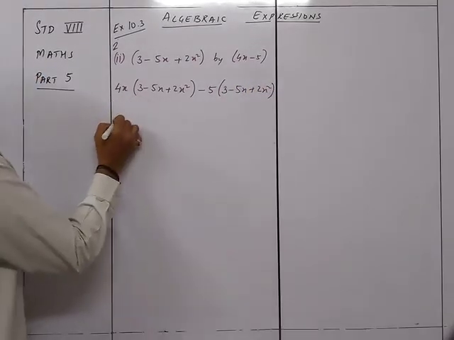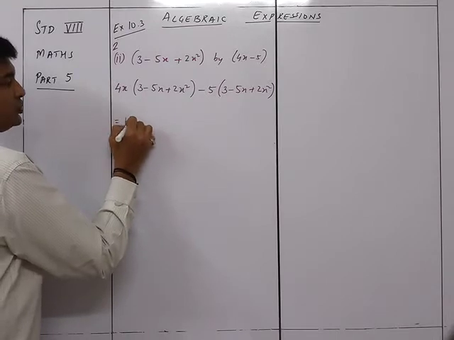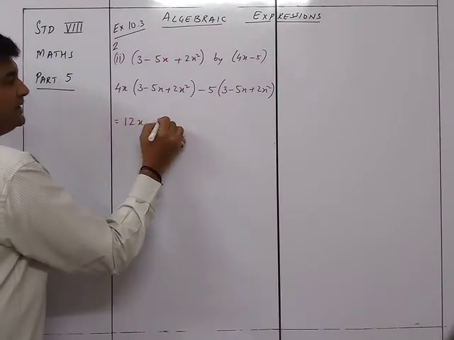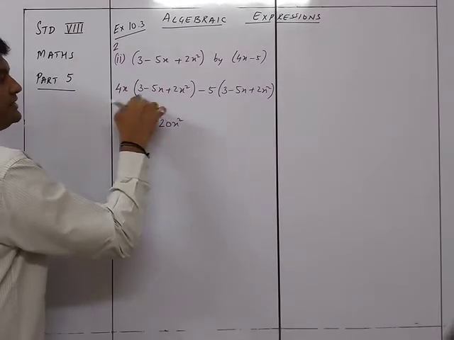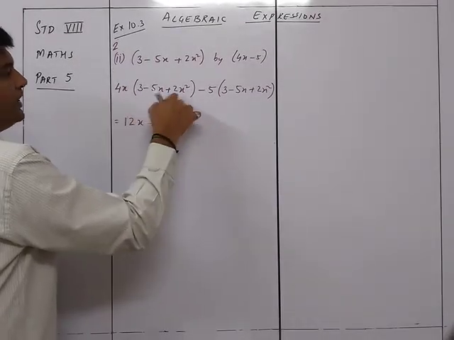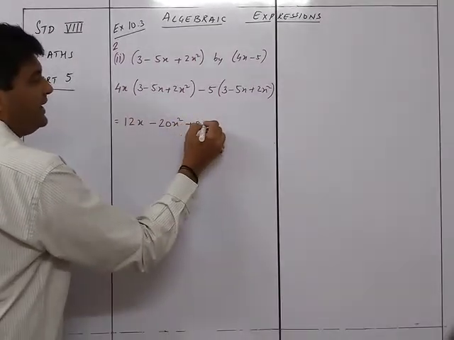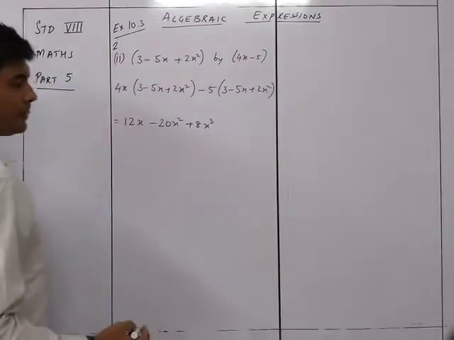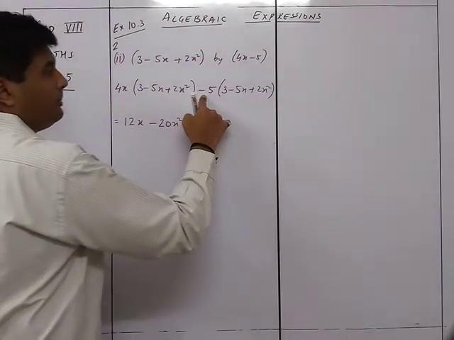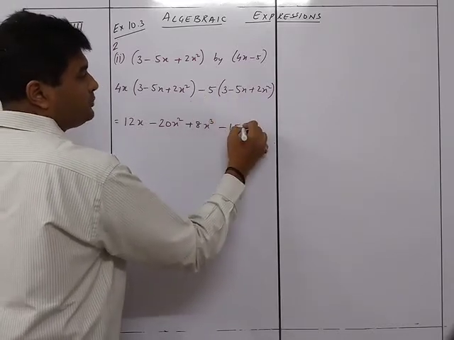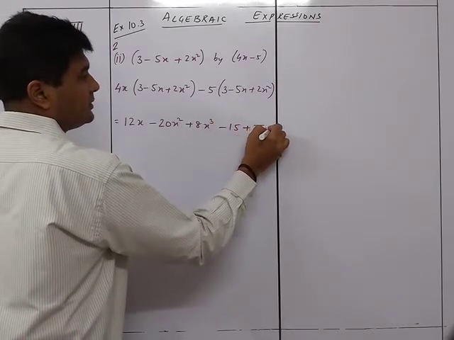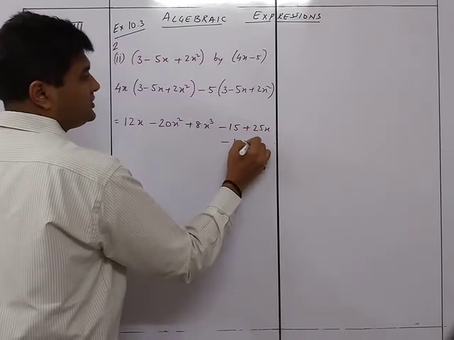You multiply this thing, so 4 3s are 12, so it is 12x minus 20x square, because 4 into 5 is 20, x into x is x square. 4 into 2 is 8, so it is plus 8x cube. Minus 5 into 3 is minus 15. Minus into minus is plus 25x. Minus 10x square.